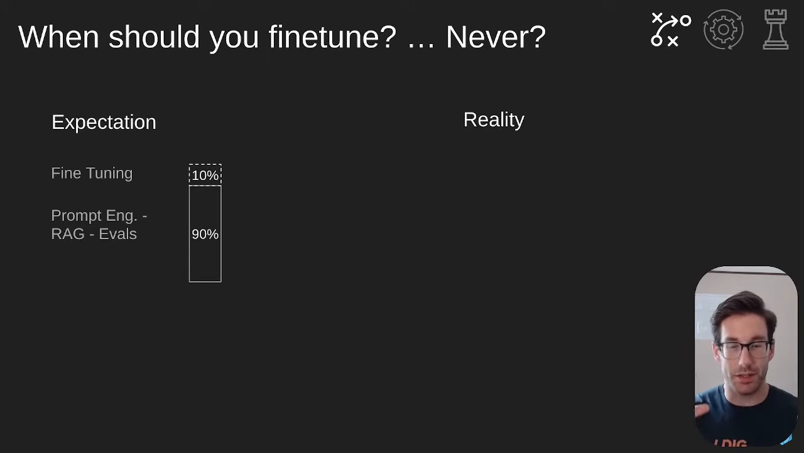90% of the progress can be made with prompt engineering, RAG, and evaluations. And then the last 10%, if you want to eke out the last 10%, it's likely going to be fine-tuning. But as you know, many builders have experienced this.